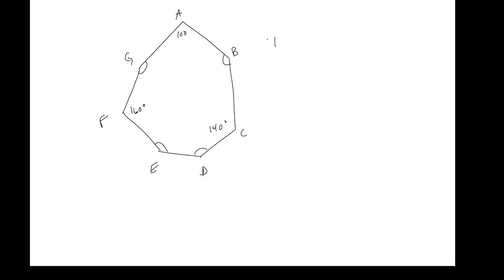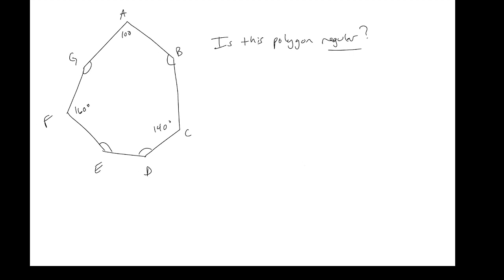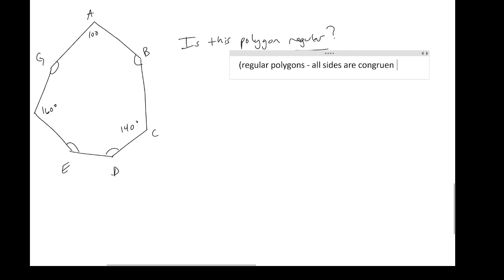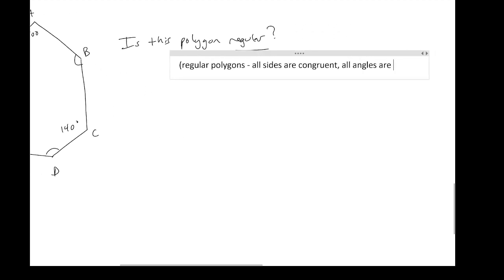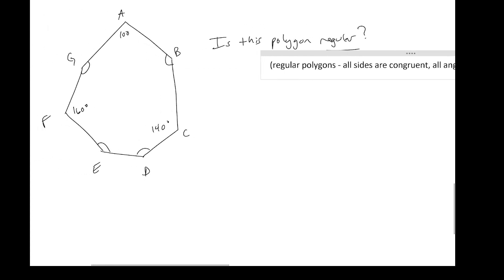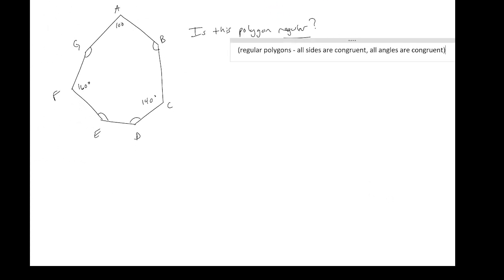A few questions. Is this polygon regular? Okay, and it sounds so judgmental. Are you regular? Are you irregular? But remember what that means to be regular. Regular polygons: all sides are congruent, all angles are congruent. Gentlemen, take a look. Are all my sides and angles congruent? No. So let's move on.